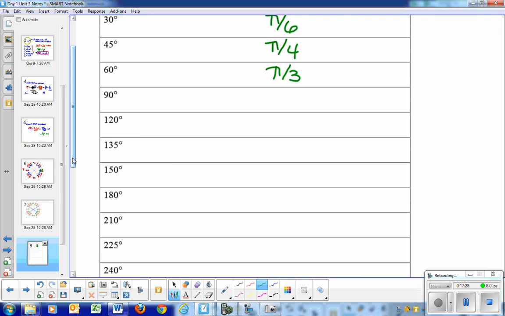I'm going to pause the recording and fill in the table, and then I'll come back and just show it so you can see what the table should look like. But that's all that you need to do for today.